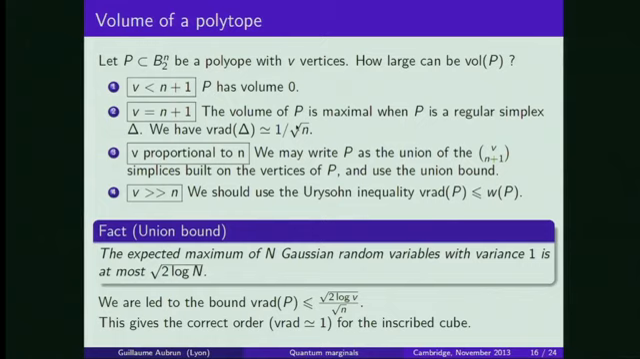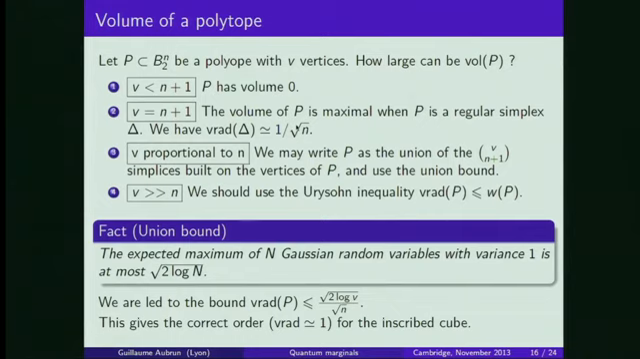Now, if V is not too large, if it's proportional to n, you may try to write down a union-bound argument. So what you can always do, you have your polytope P, and by Carathéodory's theorem, you know that any point from P can be written as a convex combination of only n plus 1 points from the vertices. So you may simply write P as the union of all simplices which you build from vertices of P. This looks huge, but because this volume is n-homogeneous, as long as V is proportional to n, it still gives a reasonable bound.